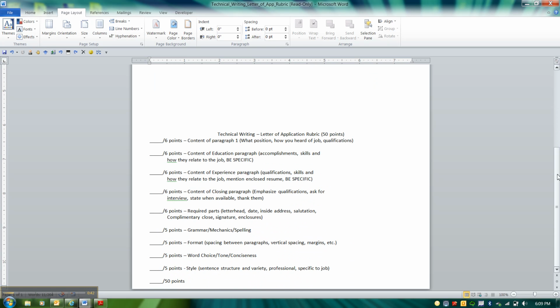Also loaded on MyMTI is a document that shows the rubric for this assignment. 24 out of the 50 points for this letter will come from the content of the letter. 6 points will go for each paragraph. The letter of application needs to have 4 paragraphs. So you can see paragraph 1, paragraph 2, paragraph 3, paragraph 4 is each worth 6 points. And then you can look on the rubric for the rest of the things. Most of them go along with what I use for a rubric for the other letters. So go ahead and look at that on MyMTI as well.